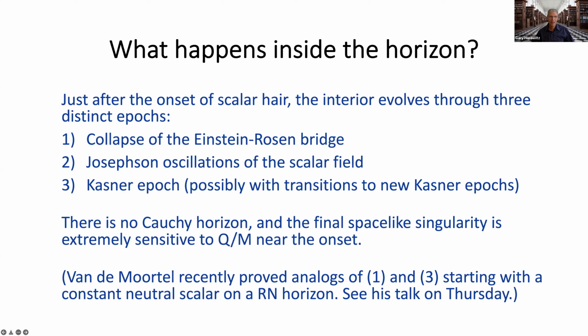Now, I should mention that Van de Moortel recently wrote a very nice paper proving analogs of the first and third epoch for the case of a neutral scalar field. So he starts with a small constant neutral scalar field on a Reissner-Nordström horizon, studies the dynamics inside, and actually finds analogs of the first and third epoch. I believe he will talk about this on Thursday.